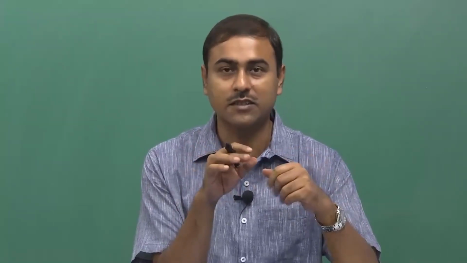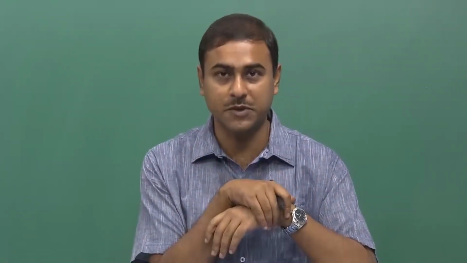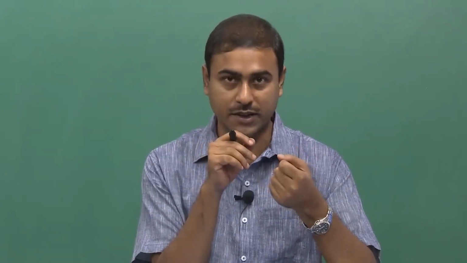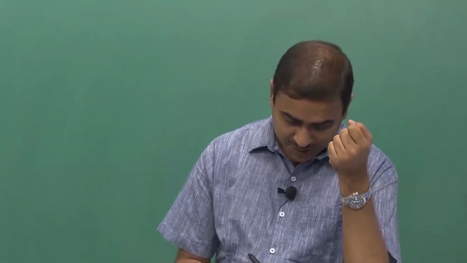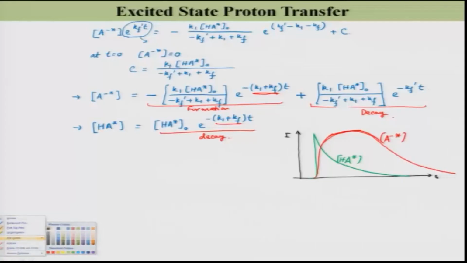So, TCSPC is not suitable for such kind of experiment. What you have to do? You have to use the upconversion method, because in upconversion the IRF is around 200 femtosecond, 100 femtosecond, right. So, obviously here the IRF is over here.